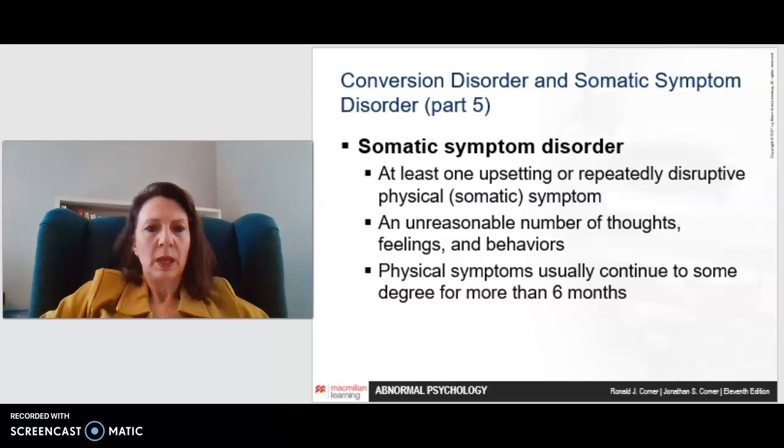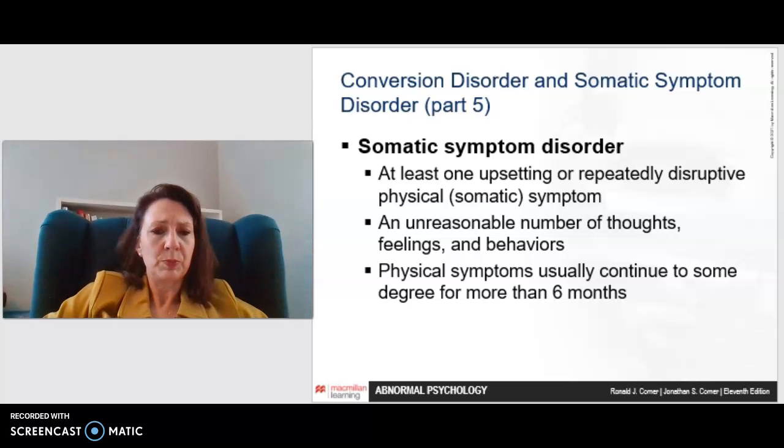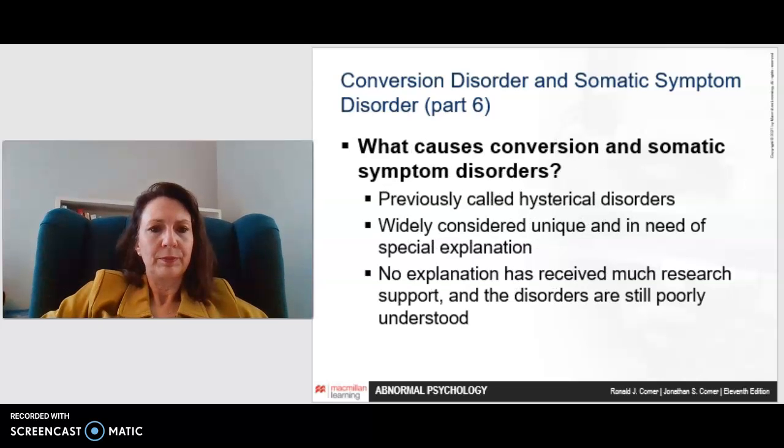poorly understood. Somatic symptom disorder is where at least one upsetting or repeatedly disruptive physical symptom is produced. There's an unreasonable number of thoughts, feelings, and behaviors associated with that symptom, and the symptoms usually continue to some degree for more than 6 months, and there's really disproportionate amounts of time and energy spent on the symptoms or their health implications because there's lots of anxiety around them.